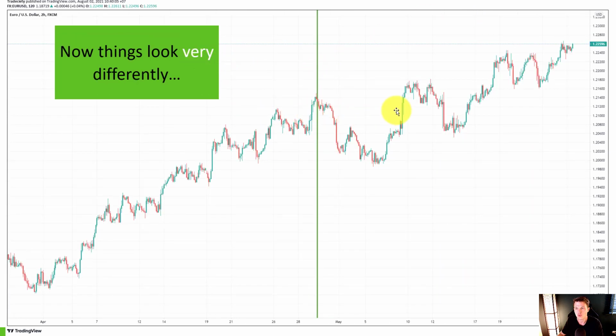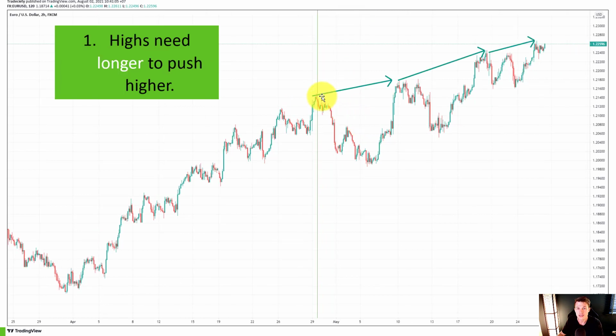And now we are moving a little bit further and we are progressing here and we're following the price action. And now suddenly, where in the beginning we looked at the first part of this trend, now things look very different. And why do they look different? First, when we look at only the highs, they need much longer to push higher. And you can see from here to here and from here to here and then finally from here to here, the price took quite a long time to move higher. Compared to what has happened previously, the market was able to move higher easily in a short amount of time and also much steeper.